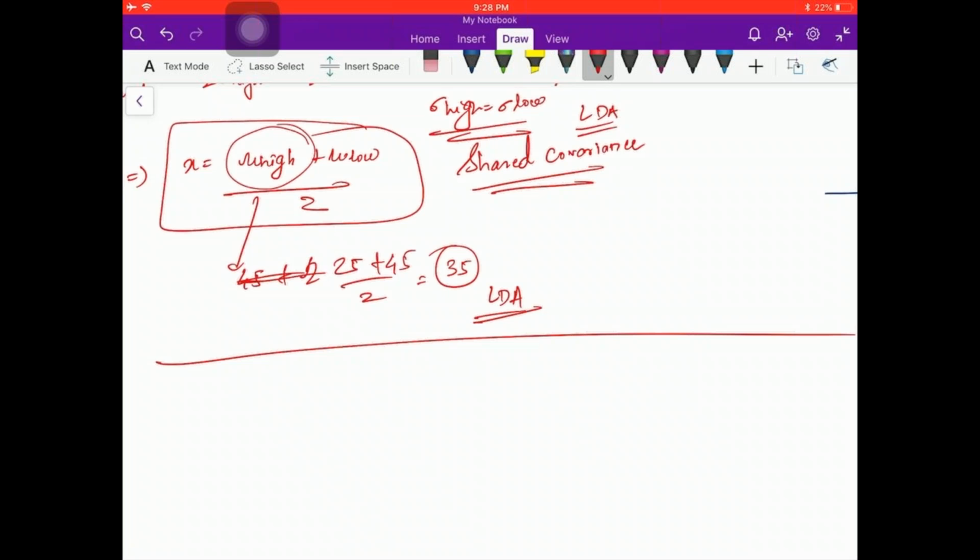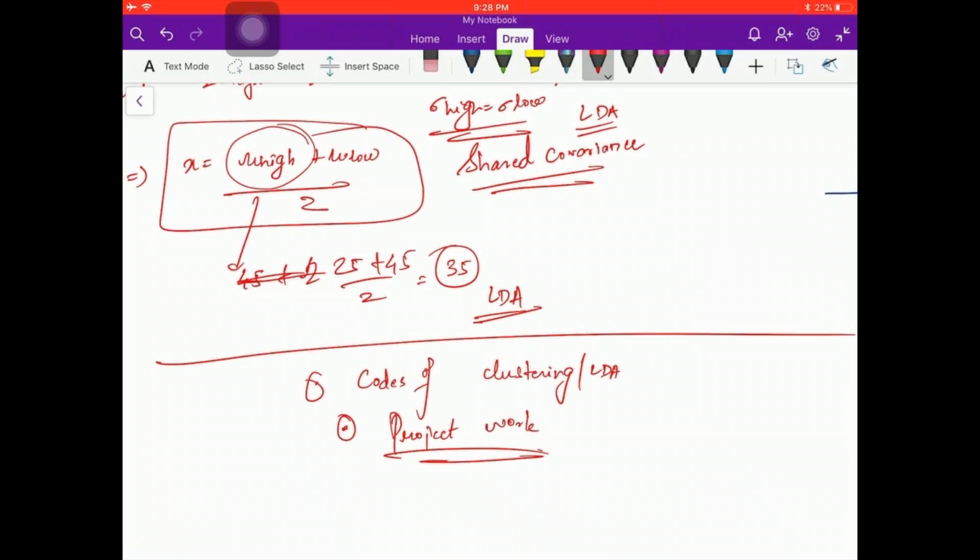Since we are almost running out of time, I will show you tomorrow what we'll do. We'll show the codes for clustering and LDA, and then we have a project work tomorrow. So this LDA we are calculating to decide the boundary for this clustering.